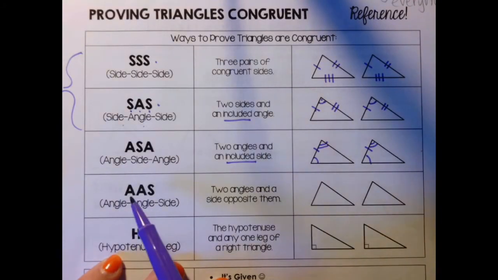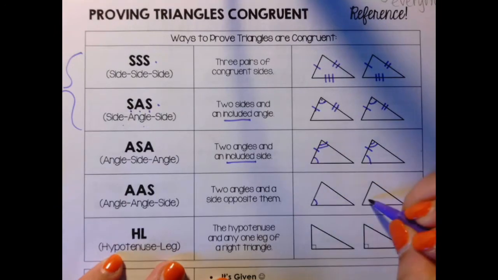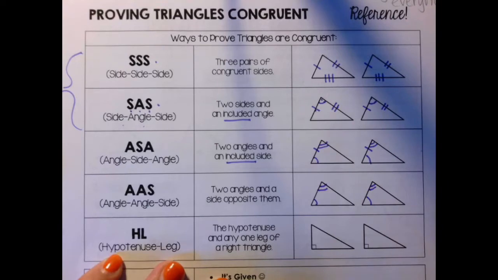Then we have angle, angle, side. So we have 2 angles and a side opposite of them. So if I have this angle here, my bottom left again is congruent to the bottom left angle over here. And then I have a second angle, so I'll go with this top one. And then we have this side here that's congruent. So if I have an angle, angle, side, angle, angle, side, that's where the order matters. 2 angles and a side opposite of them, then I know these 2 triangles will be congruent.